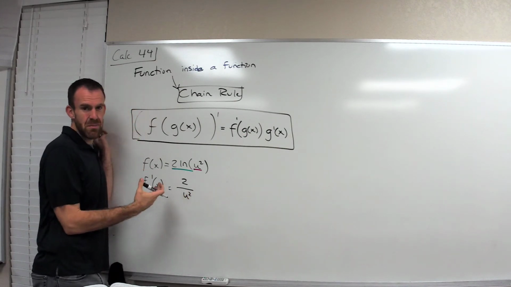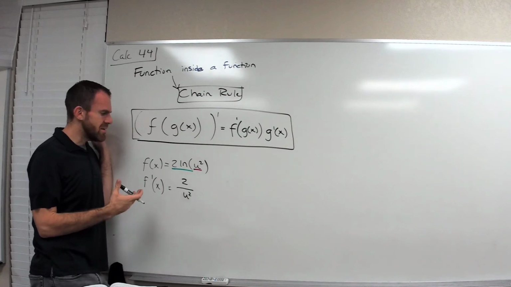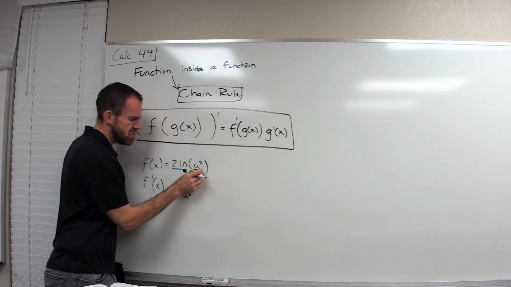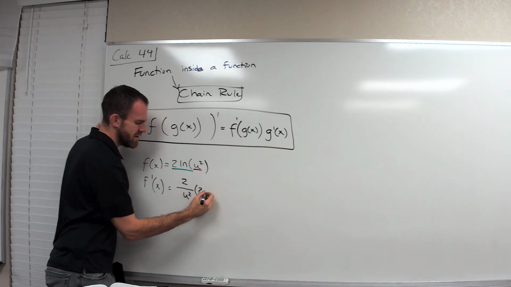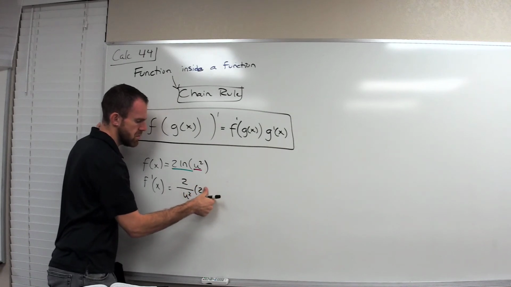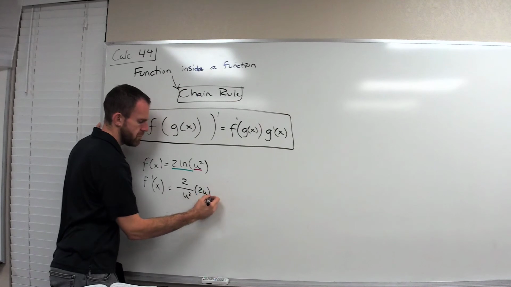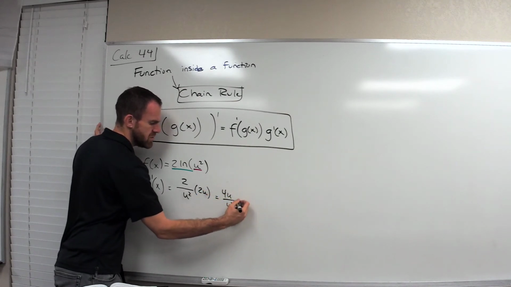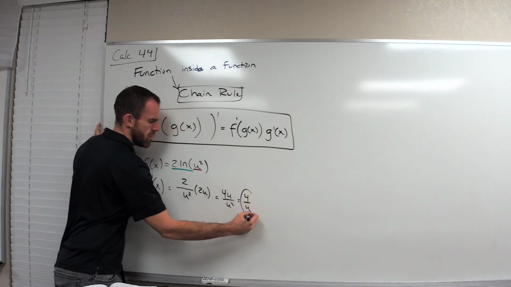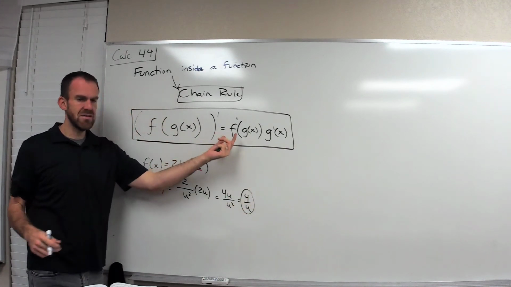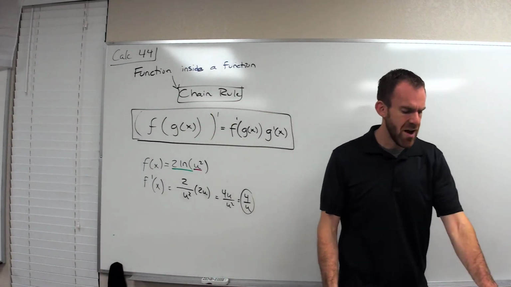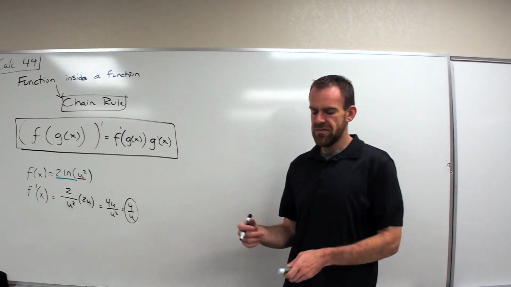But that's the easy part. That's like, okay, cool. You could have done that without me telling you anything. But in order to complete the derivative, you must multiply by the derivative of the inside. So this is actually 4u over u squared, which is 4 over u. So derivative of the outside with the unchanged inside function times the derivative of the inside.